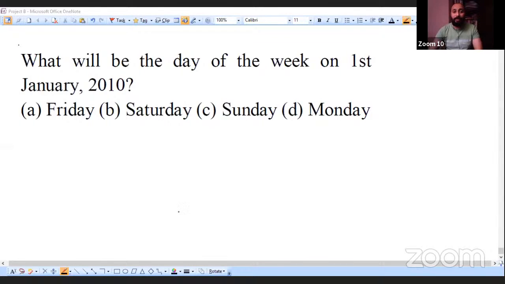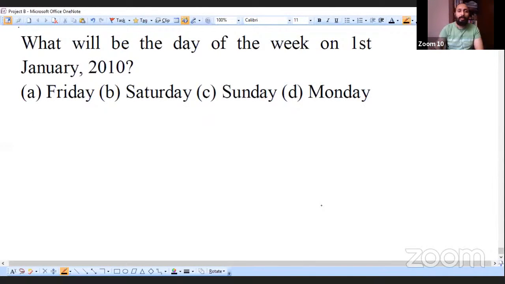What is happening here, people? What can you do? What will be the day on the 1st January 2010? They are asking. So at 2000, it is Sunday. Okay. At 2000, it is Sunday. Yes or no?